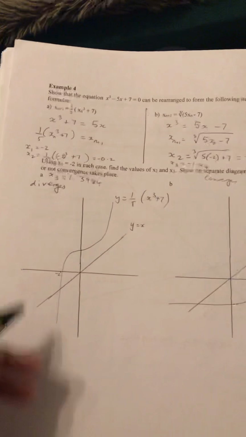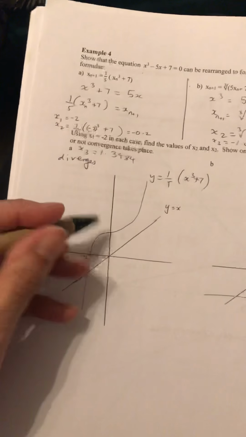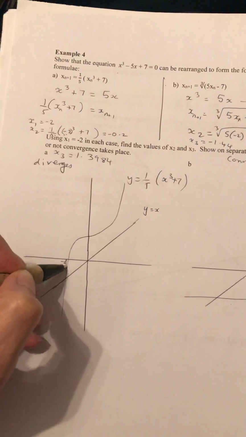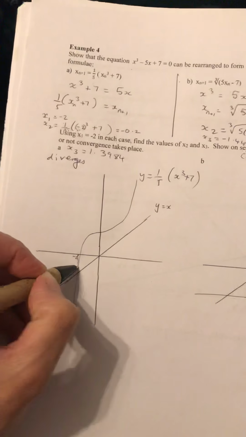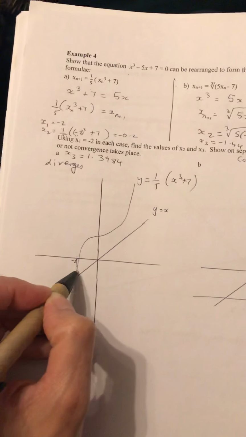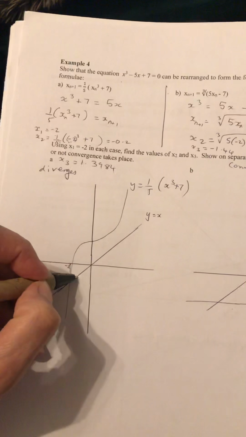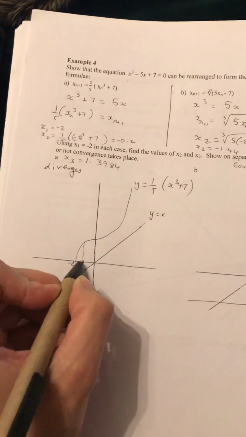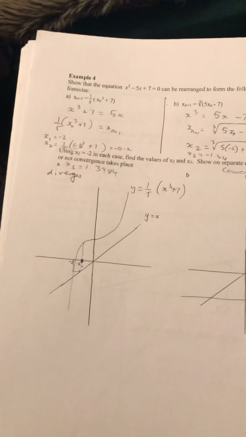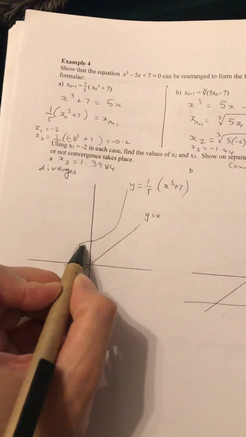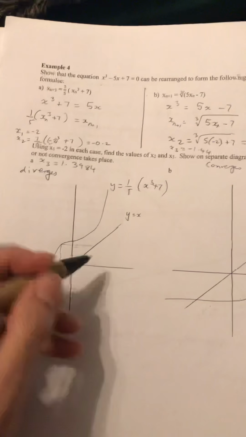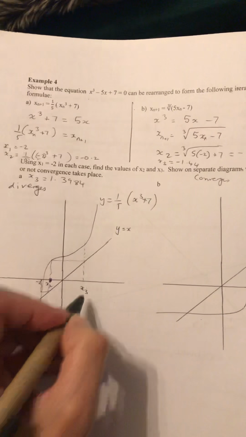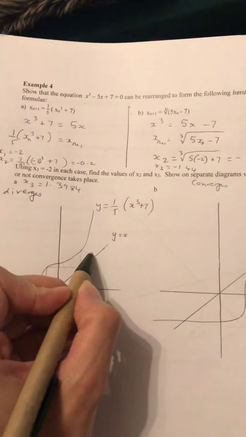Okay, so if I try and do the convergence, so here it is, I go to the curve first. It's not easy because it's pretty straight, and then I'm going to go to the line y equals x, like that, and then I'm going to go up to the curve. You can draw a dotted line if you want, like that, and that would be my x2 there. That's x2. All right, and then I'm going to repeat the process. I'm going to go to the line like that, and then I'm going to go up to the curve, and that there is x3, and then I'm going to go again like that.